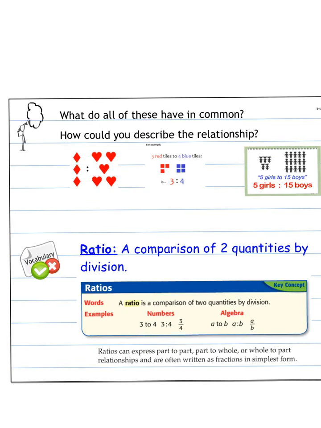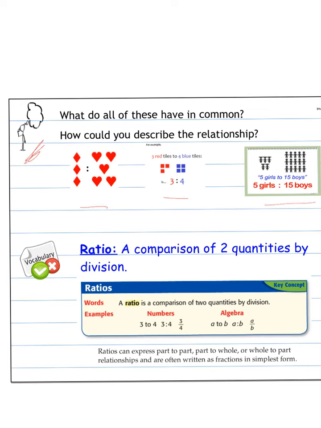All right, just a few questions to think about before we get into the lesson: what do all of these have in common? So we're looking at these three images here, and we're thinking, what do they all have in common? And how could you describe the relationship between them?